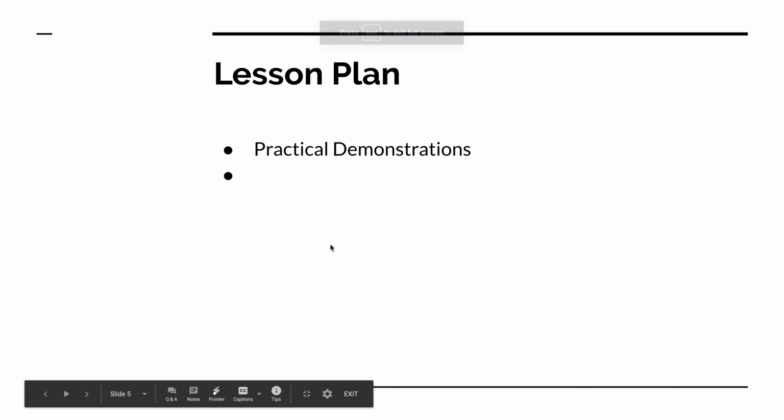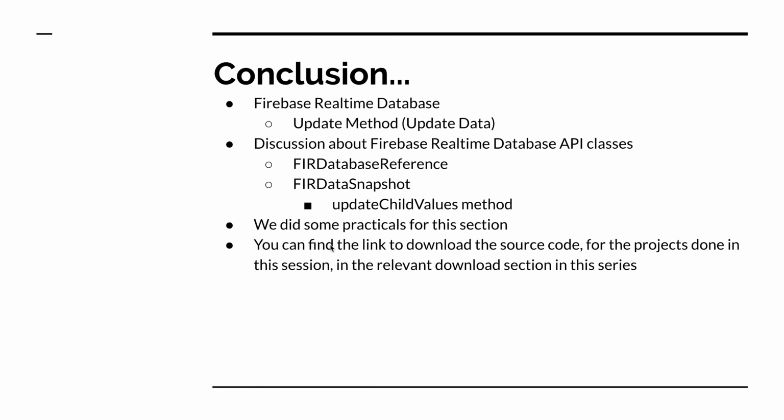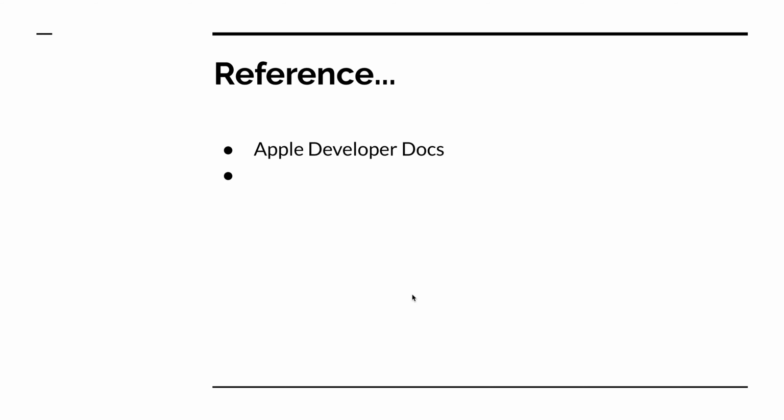Okay, so we did the practical demonstration and we completed the lesson, and the conclusion is now you know how to write update methods. And we had a discussion about the real-time database API, and we did some practicals, and you can find the link to download the source code for the projects done in this session in the relevant download section in this series. For reference, we use Apple developer docs.